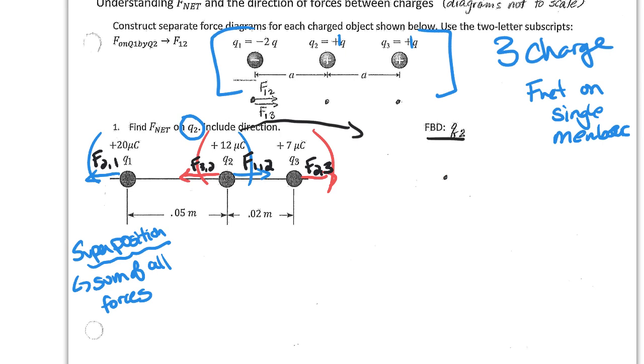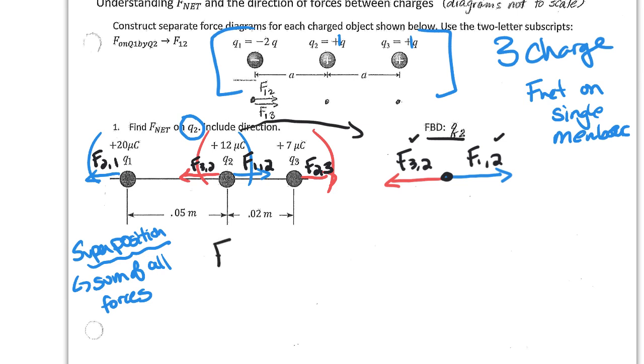So what do we have? We've got one force to the right, and that's force 1,2. And then we're going to do the red one and label that force 3,2. And what you're probably foreseeing is that we're going to have to calculate each of these individual forces.